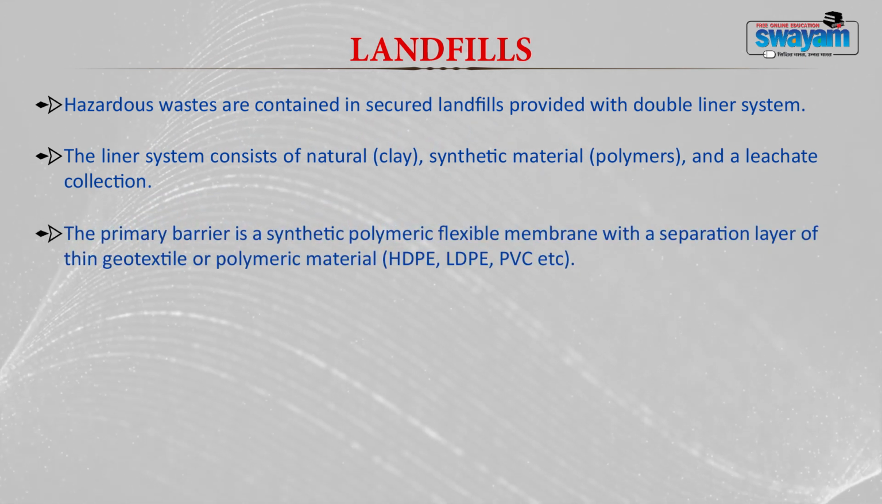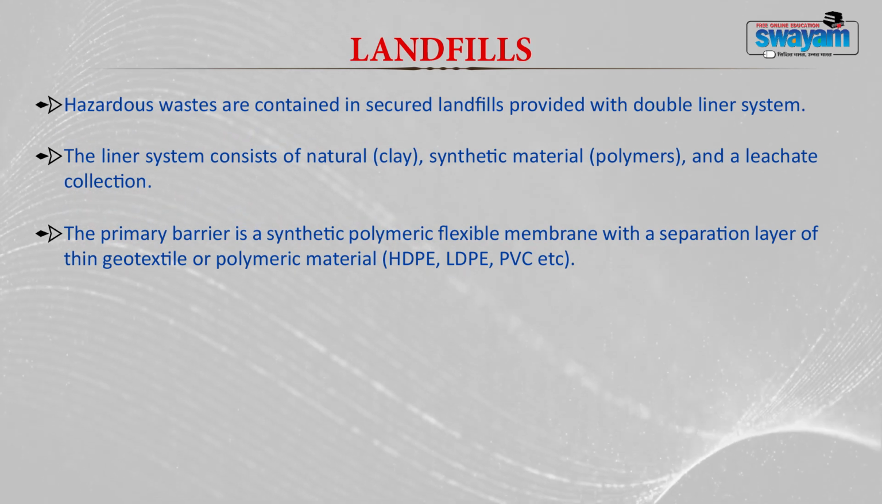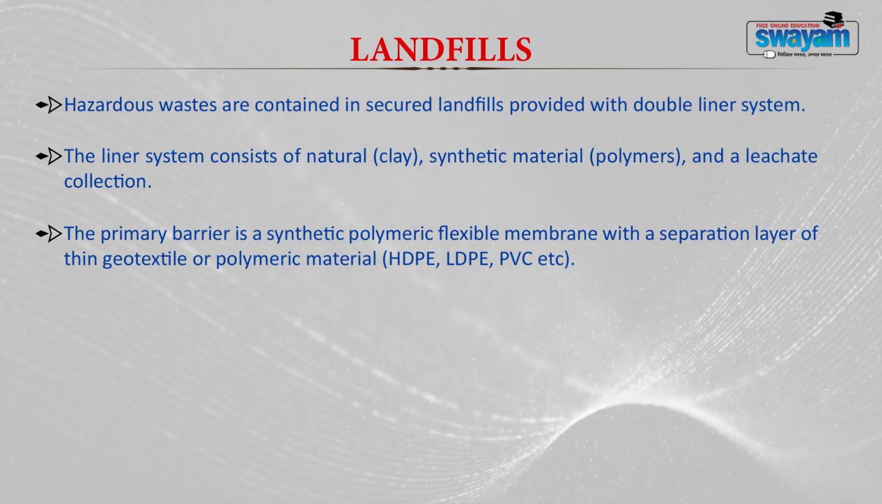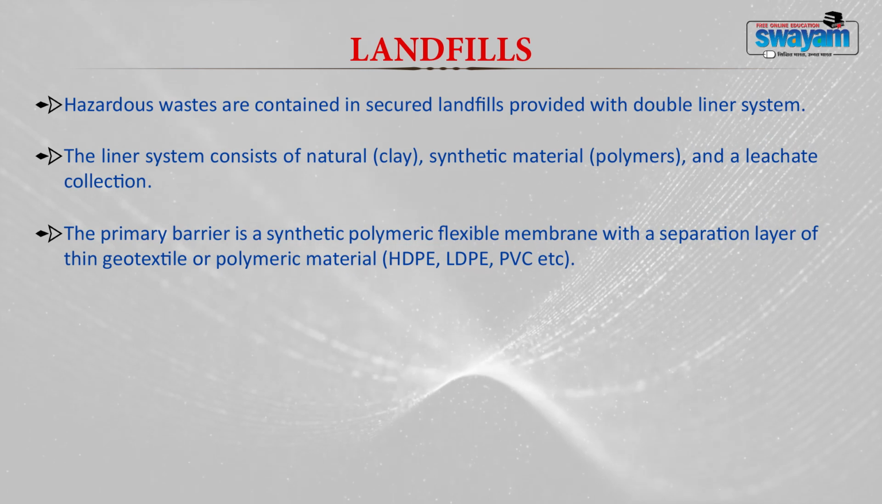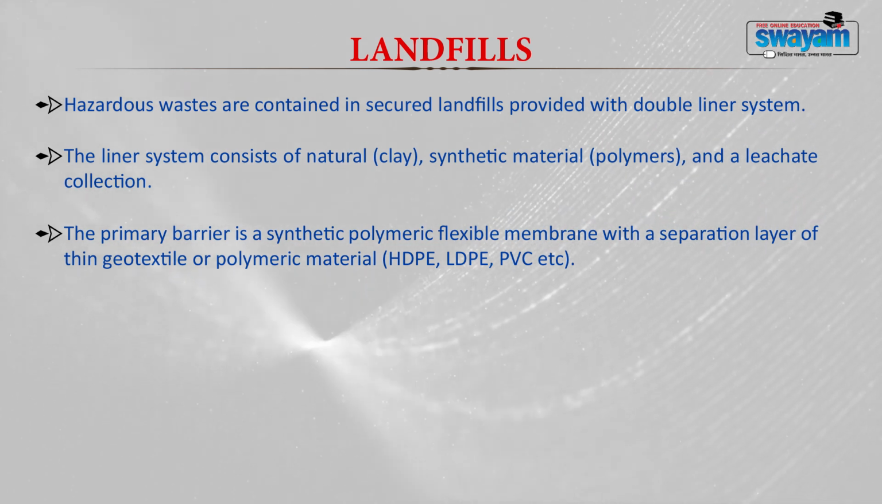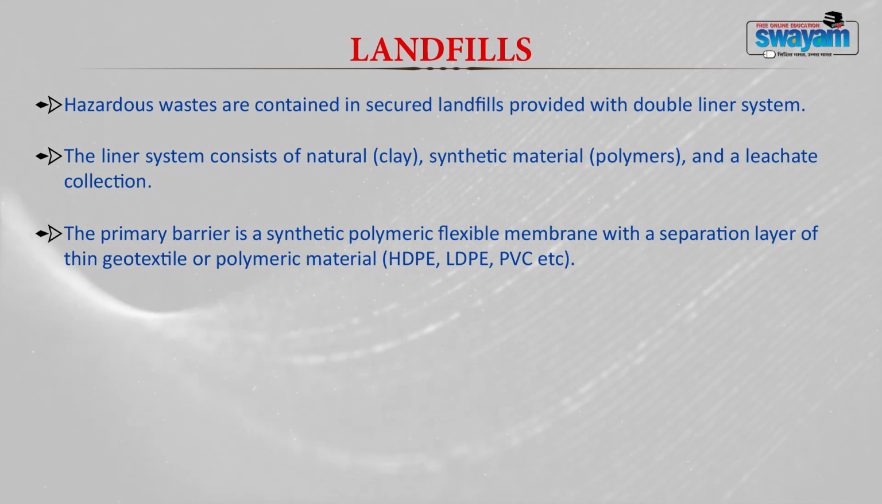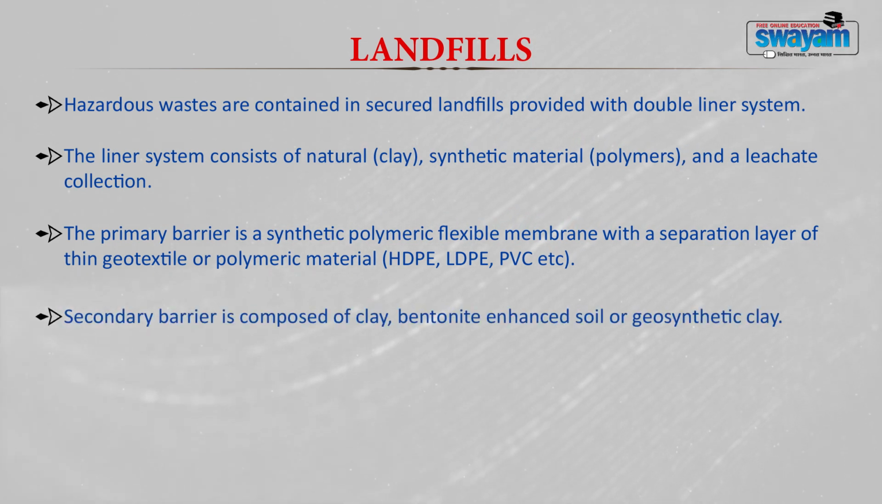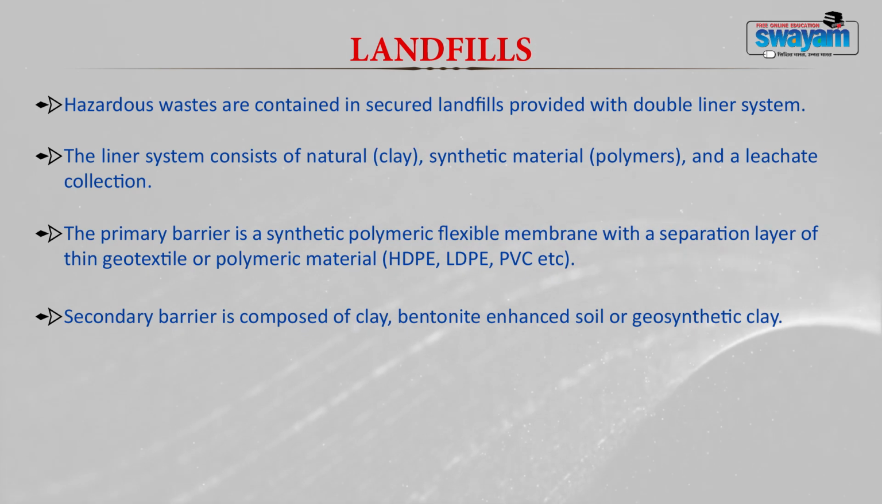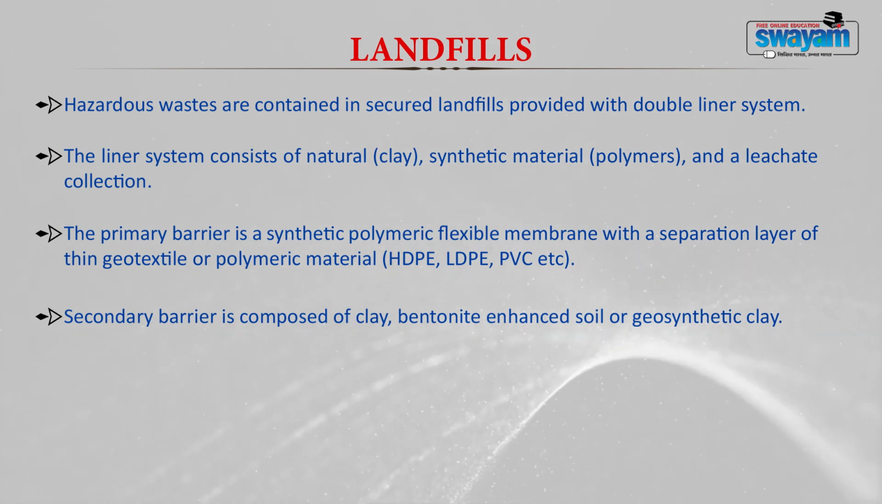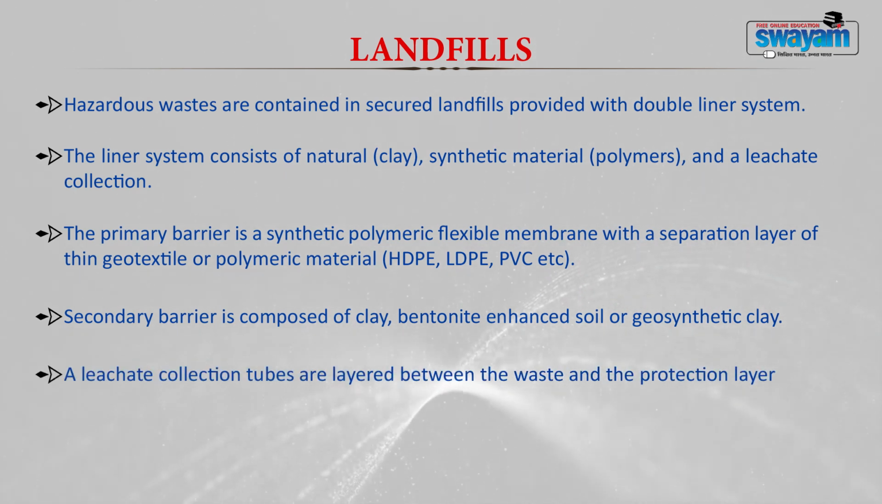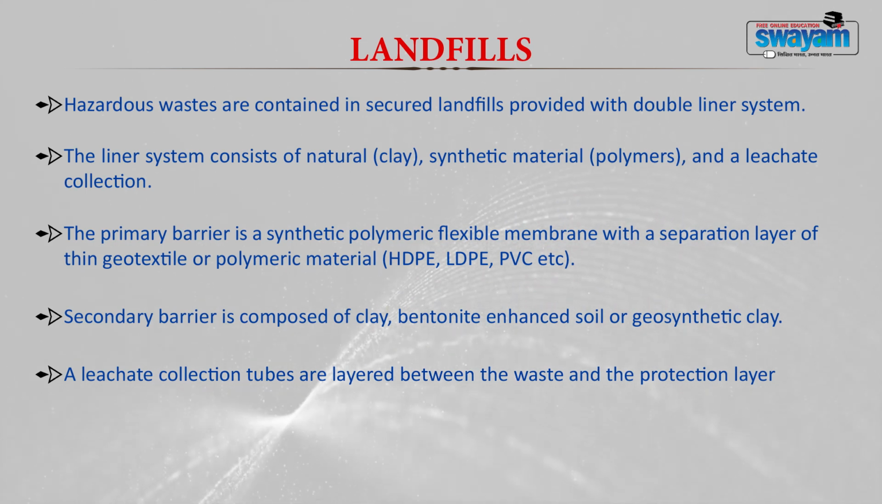The primary barrier is a synthetic polymeric flexible membrane with a separation layer of thin geotextile or polymeric material like your HDPE, LDPE, PVC, etc. Now, the secondary barrier is composed of clay, bentonite enhanced soil or any other geosynthetic clay material. Now, the leachate collection tubes will be layered between the waste and the protection layer.